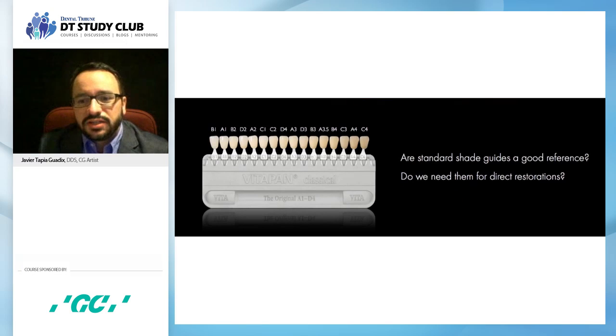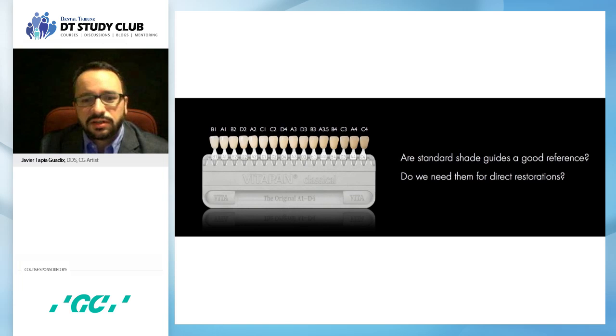Are the standard shade guides a good reference? Do we really need them for direct restorations? Because at the end, if you look at 95 or even 98%, we always end up using just 3-4 shades as a main base. Maybe we are moving between B1, A2, A3, maybe some A3.5, but normally we don't use a full range.